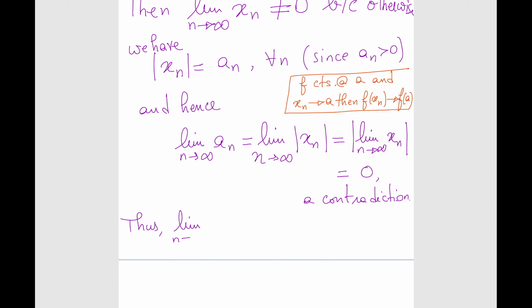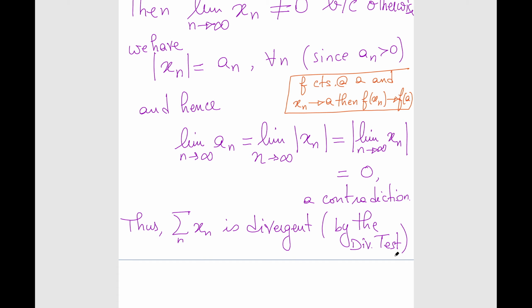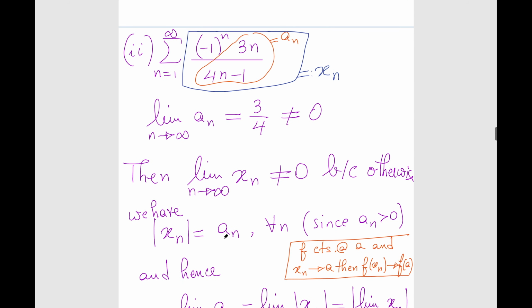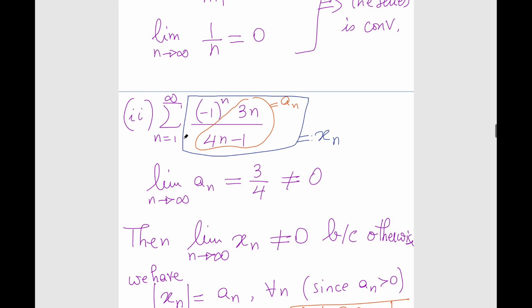Okay, we wrote this. Thus the series whose terms are xn is divergent by the divergence test. Okay, divergence test learned in the series section. Okay, so long story short, part 2, this series, as we said, is divergent.